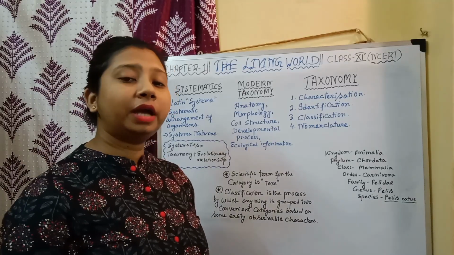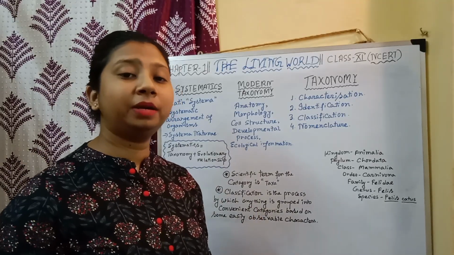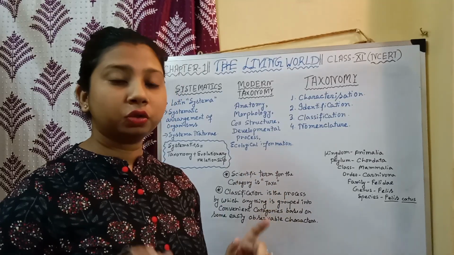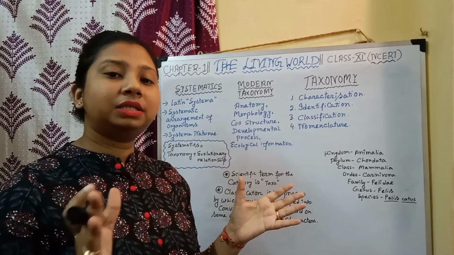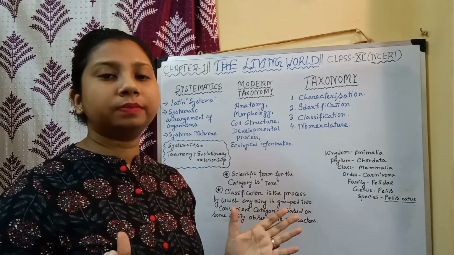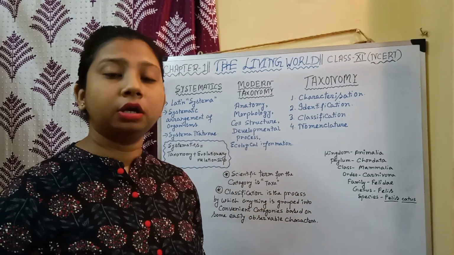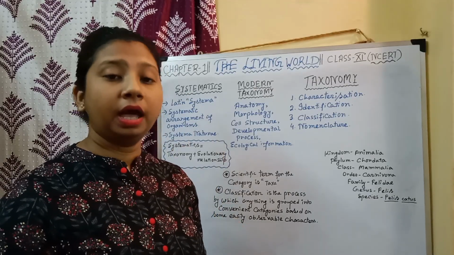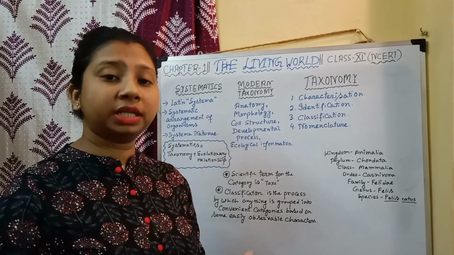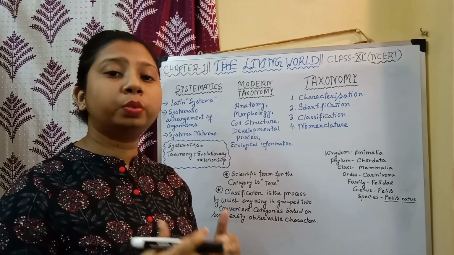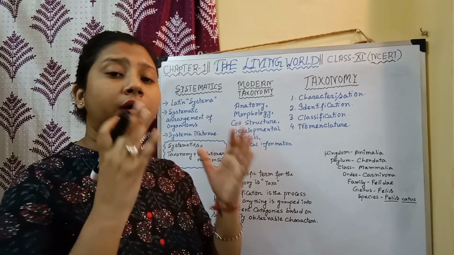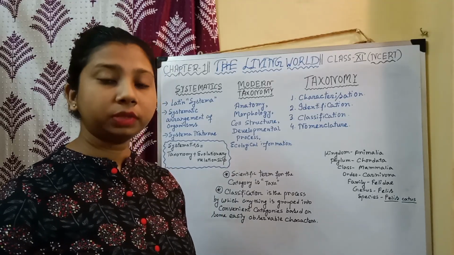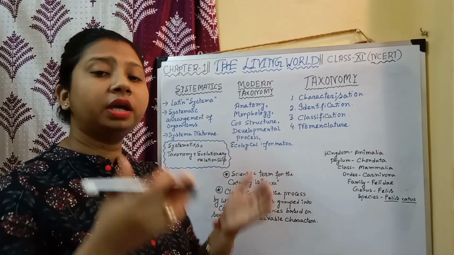We know that we have almost 1.7 million different kinds of species on our earth, correct? So, to study this huge number of organisms, scientists have decided that we can classify these organisms into various categories. Why is it necessary? It is necessary because in this way, we can study those organisms in a much more efficient way. So what is classification?